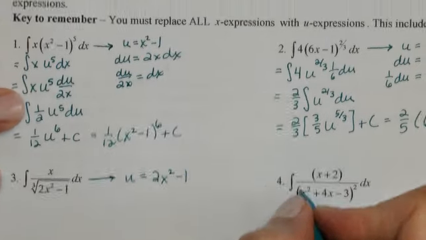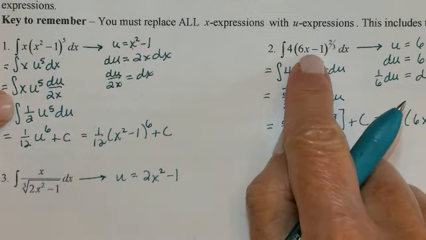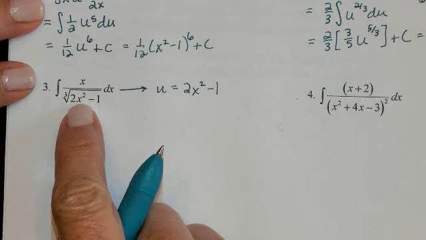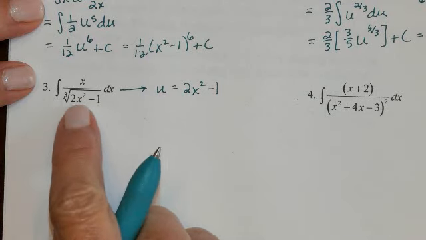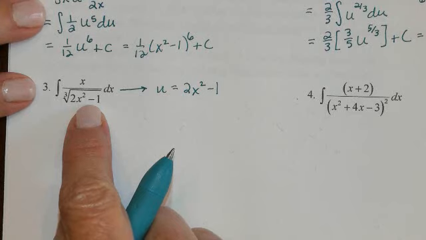Think of what we're doing. We let u be what's inside the parentheses. We let u be what's inside these parentheses that is a parentheses to the 1/3 power, right? Lots of times that's what you do for u.